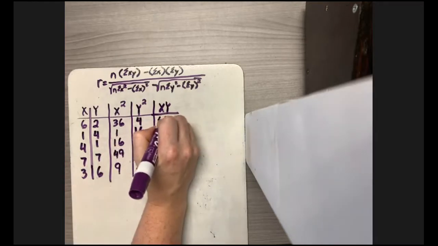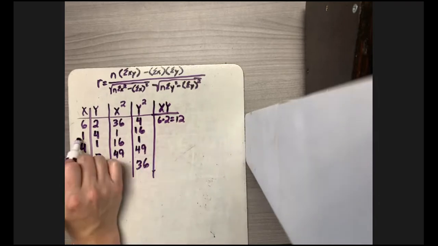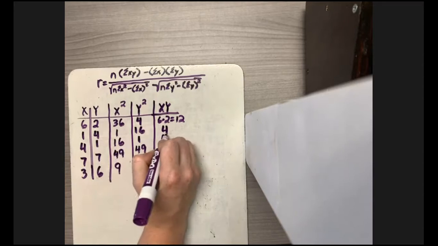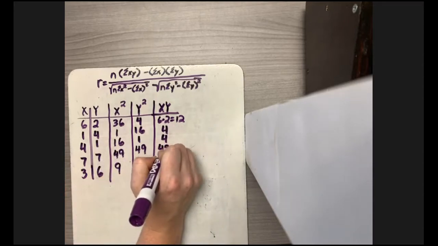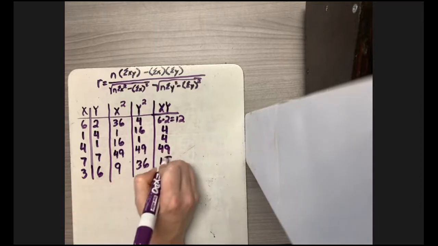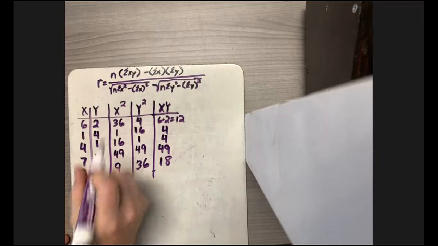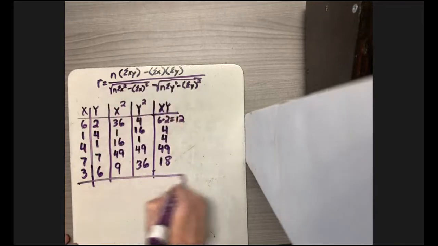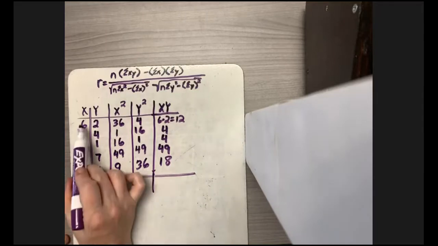So I've got 6 times 2 is 12. I'm going to show where I'm doing this the first time. 1 times 4 is 4. 4 times 1 is 4. 7 times 7 is 49. And 3 times 6 is 18. Now, everywhere that I had these items show up in my formula, they need to be totaled. So we're going to now find a total for each of these.